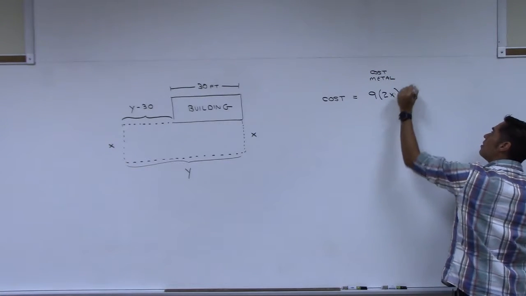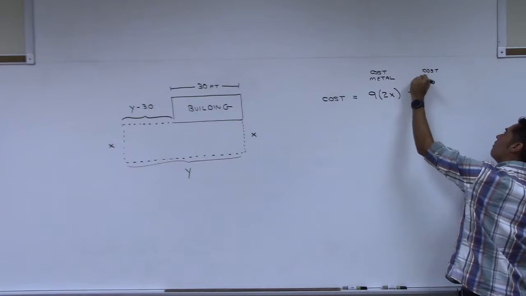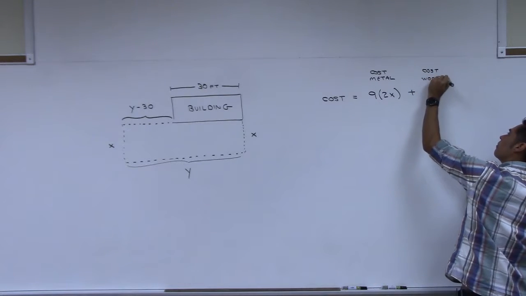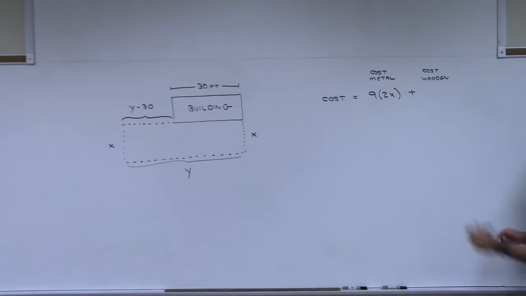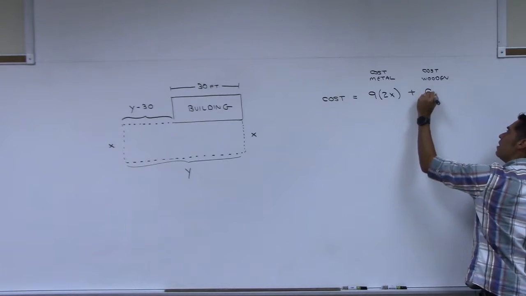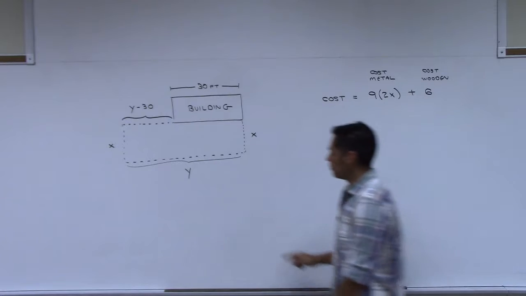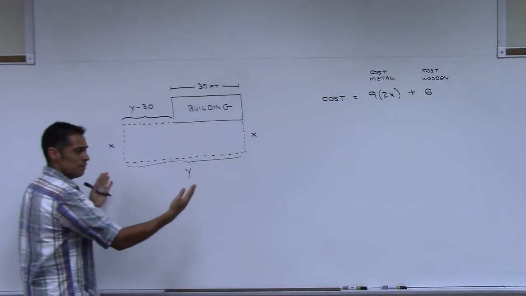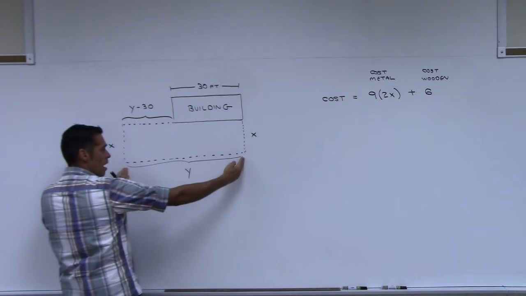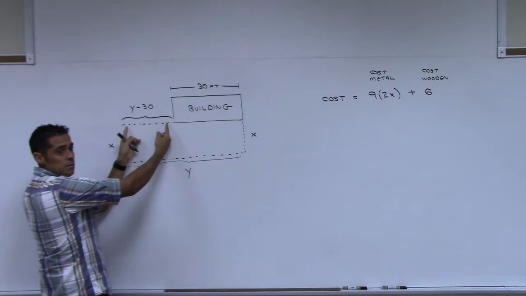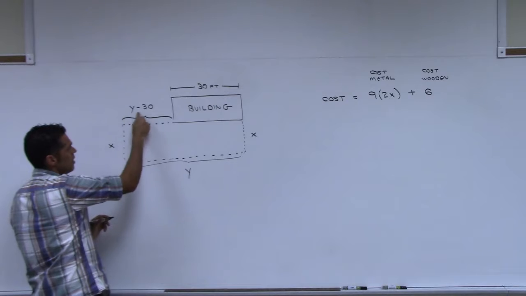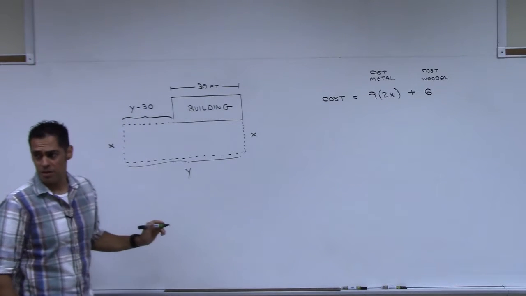And then we're doing plus, now we need the cost of the wooden part. So how much does a wood fence cost me per foot? $6. 6, and then what am I multiplying that by? Well, how much fence do I have that's wood? Y plus this, right? So what is Y plus Y minus 30? 2Y minus 30.